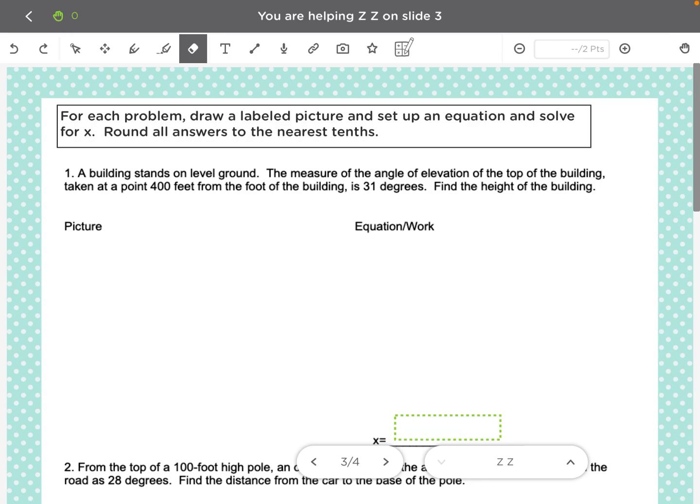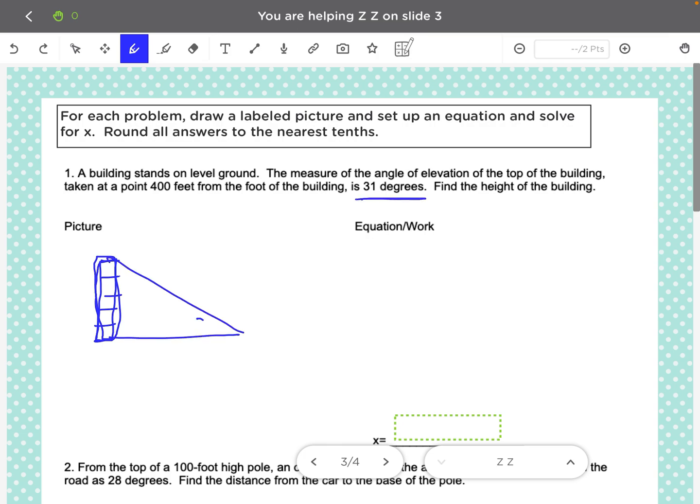Okay, in this problem, we got a building that's standing on level ground. So let's draw ourselves a picture. So here's the building straight up and down. And the measure of angle of elevation to the top of the building is 31 degrees. So we're going to label our picture. So looking up is 31 degrees.